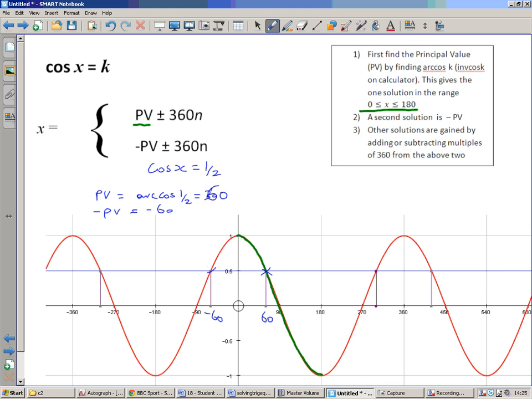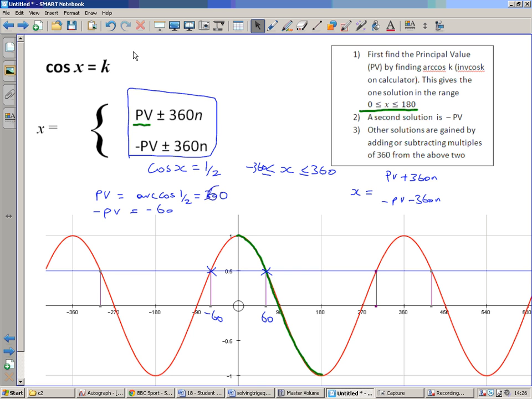So we get our two solutions, 60 and minus 60, and then we just simply add and subtract multiples of 360 to find the other solutions. Imagine again that we wanted solutions, let's just say this time, between minus 360 and 360. We can see the solutions on the graph. We could probably find them, but let's just use this method with the general angle formula and present it properly. So we've got x equals the principal value, which is 60 degrees, plus any multiples of 360, minus any multiples of 360. So, put into formula: PV plus 360n, and minus PV minus 360n.